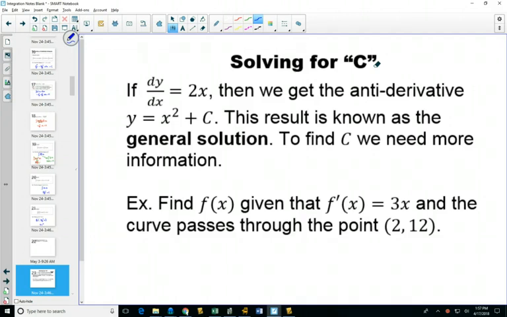dy/dx equals 2x. And the antiderivative becomes x squared plus c. This is the general solution. If we're given more information, we might be able to solve for c.